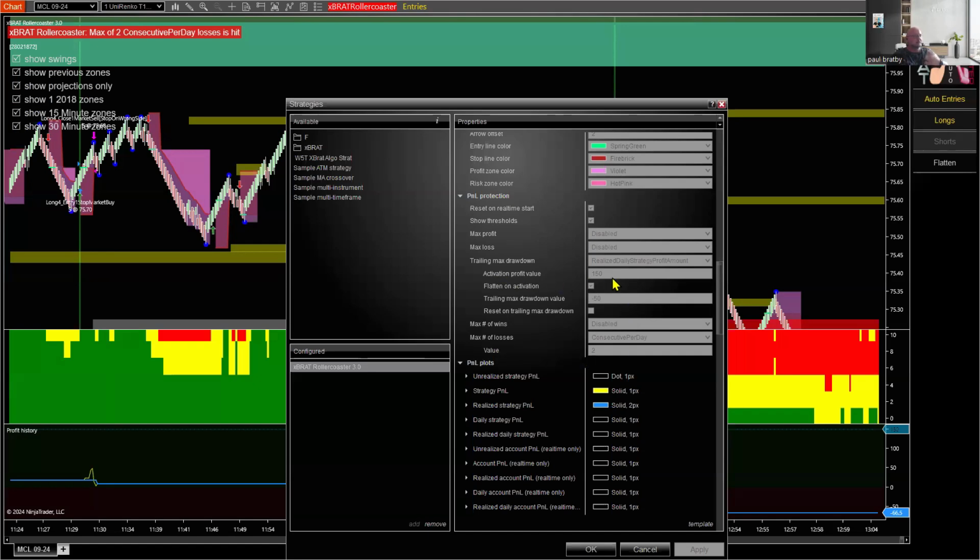Then we can say, actually, this is MCL. When it reaches $150, we have a max trading drawdown of $50. So when it reaches $150, there is a max trading drawdown, and it will never go down. If the profit goes up the day, the drawdown will always stay $50 behind that profit. If it comes back down, it hits it and takes the loss.